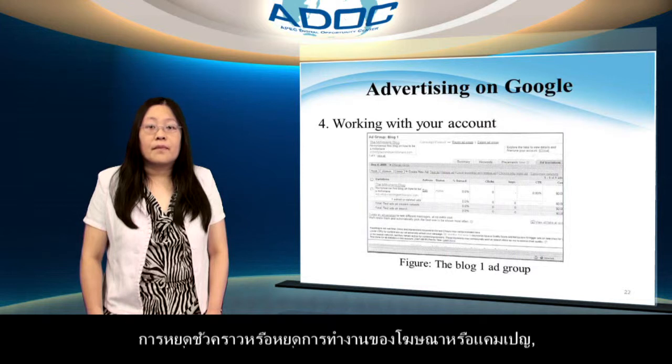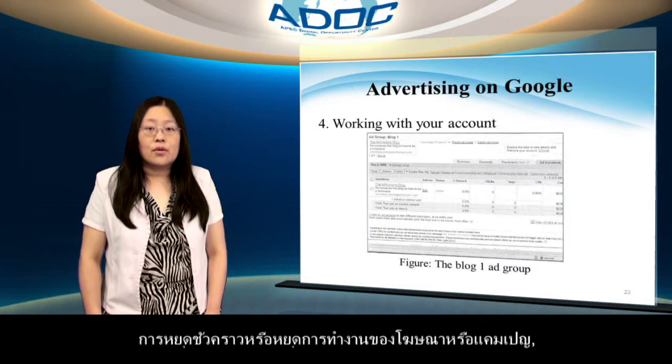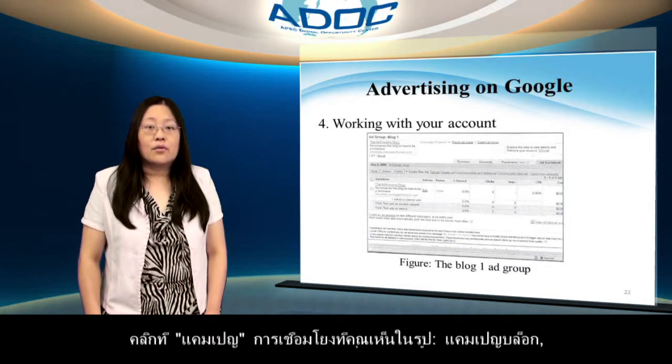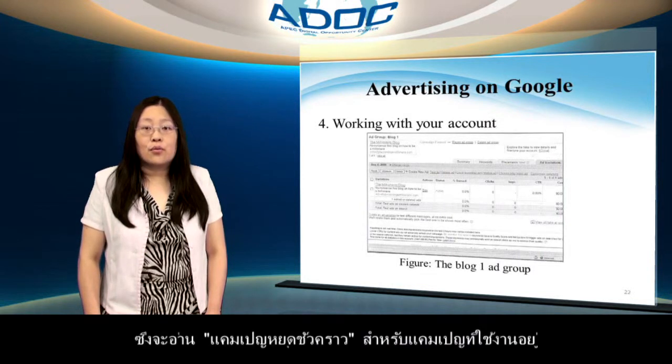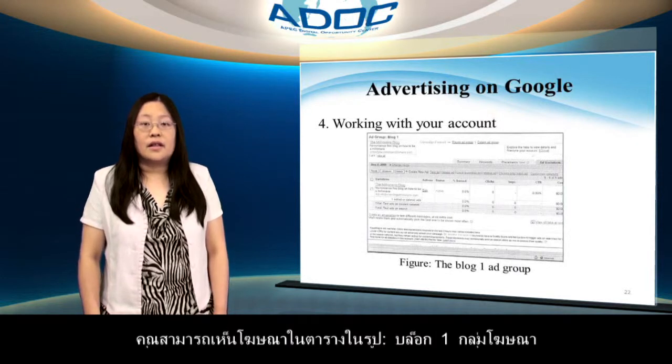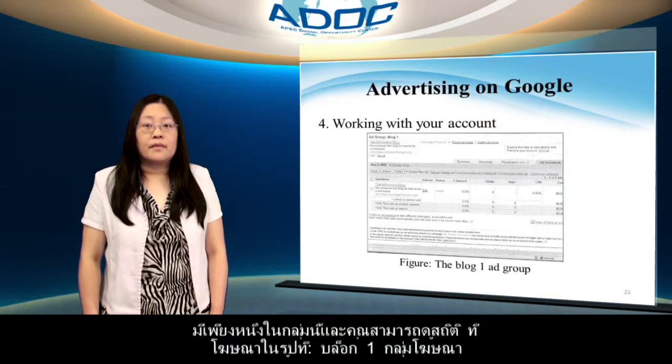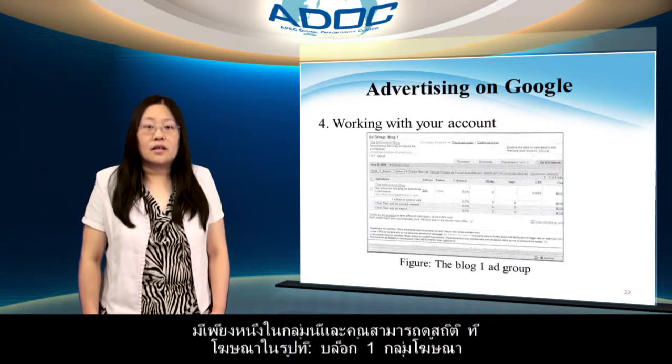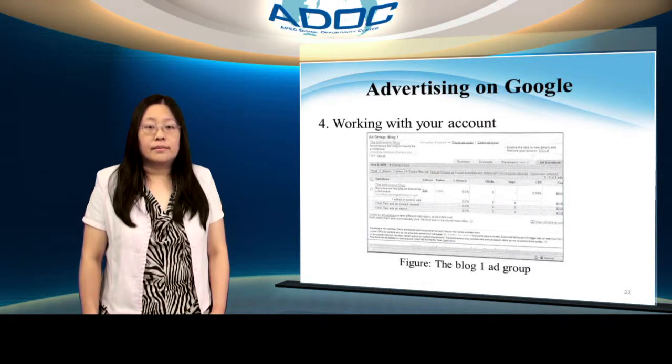To pause, stop running your ads, or resume a campaign, click the Resume Campaign link you see in the figure, the Blog campaign, which will read Pause Campaign for active campaigns. You can see the ad in the table in the figure, the Blog 1 ad group. There is just one in this group, and you can see the status of the ad in the figure.